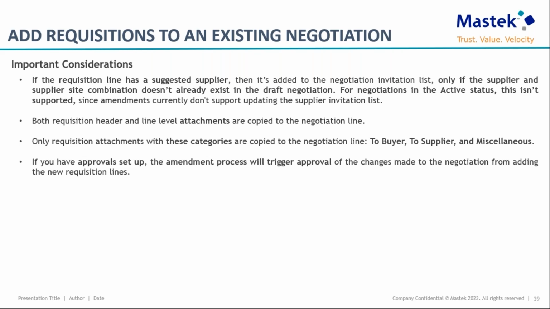Next, requisition header and line level attachments will be copied onto the negotiation line, but only for the categories To Buyer, To Supplier, and Miscellaneous. For other categories, attachments will not be carried forward to the negotiation. Next one is if we have an approval rule set up for the amendment in the negotiation, then as soon as we add lines to the negotiation, that approval rule will get triggered.